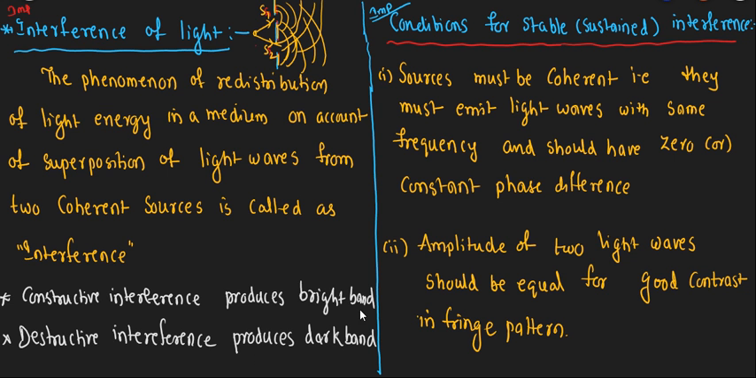Now I am going to explain some important topics. There is a condition for stable interference. The first point is: when do we get stable and sustained interference? In the interference pattern, what will you observe? Here I am giving the diagram. I will redraw the diagram here. You see here very carefully.